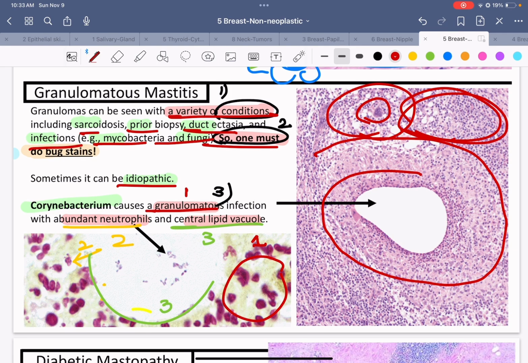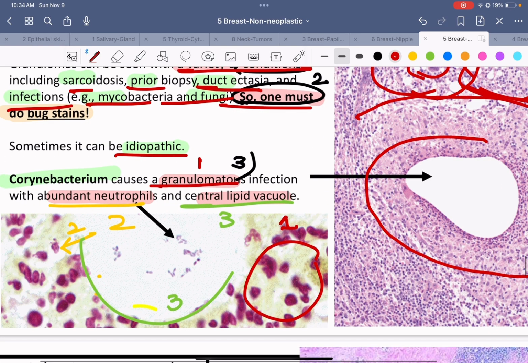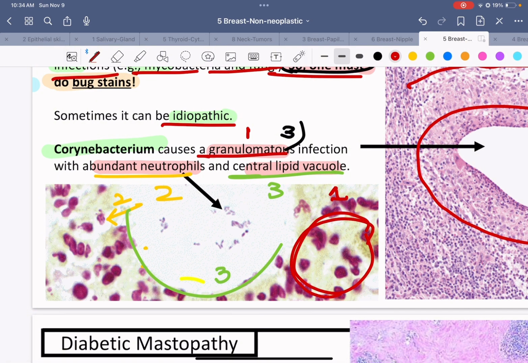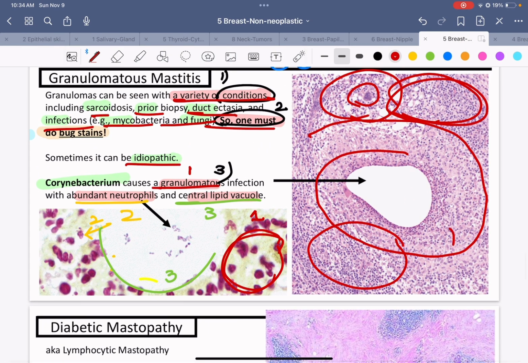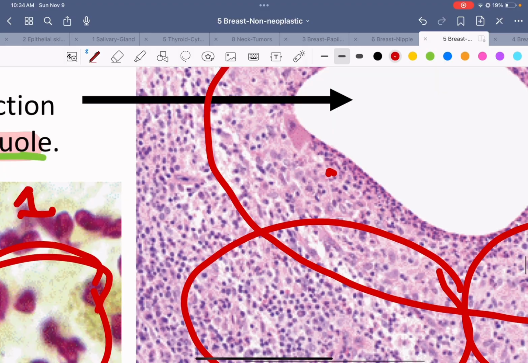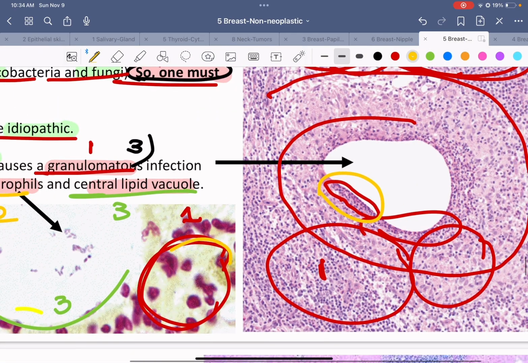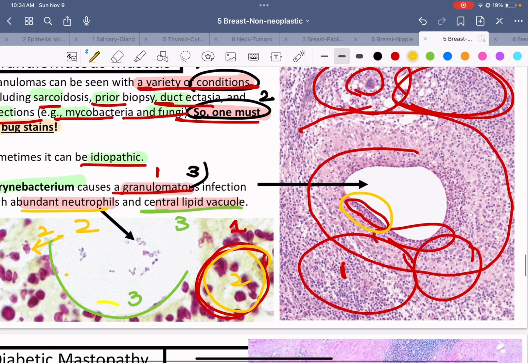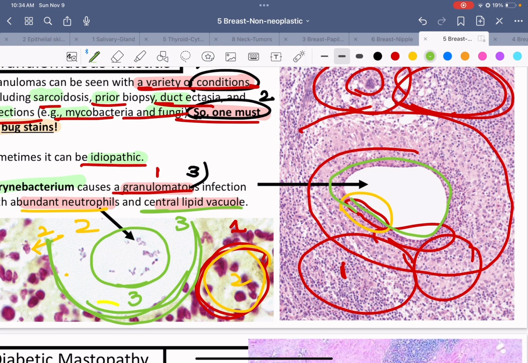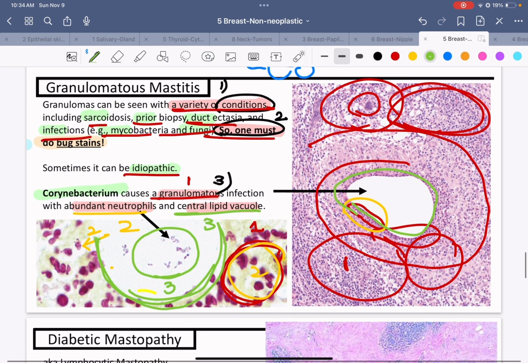And one particular pattern that is associated with an infection is that you find granulomatous inflammation, lots of it, and that granulomatous inflammation also has lots of abundant acute inflammatory infiltrate. So you have granulomas, number one. Number two, you have lots of neutrophils aggregating in that area, and along with the neutrophils you find a central lipid clear vacuole, right? You find a central vacuole like this, and in that central vacuole you can also find abundant neutrophils, and this is a diagnosis of Corynebacterium infectious granulomatous mastitis.